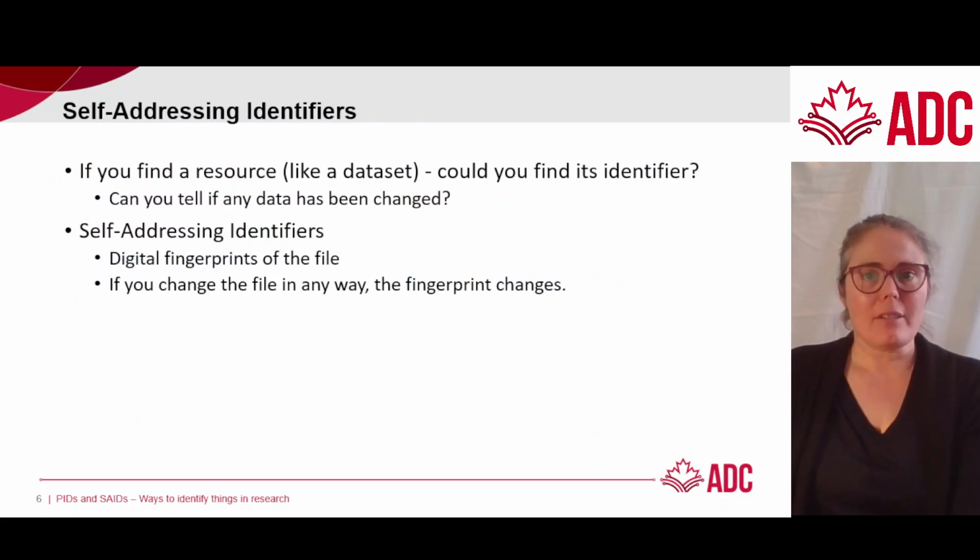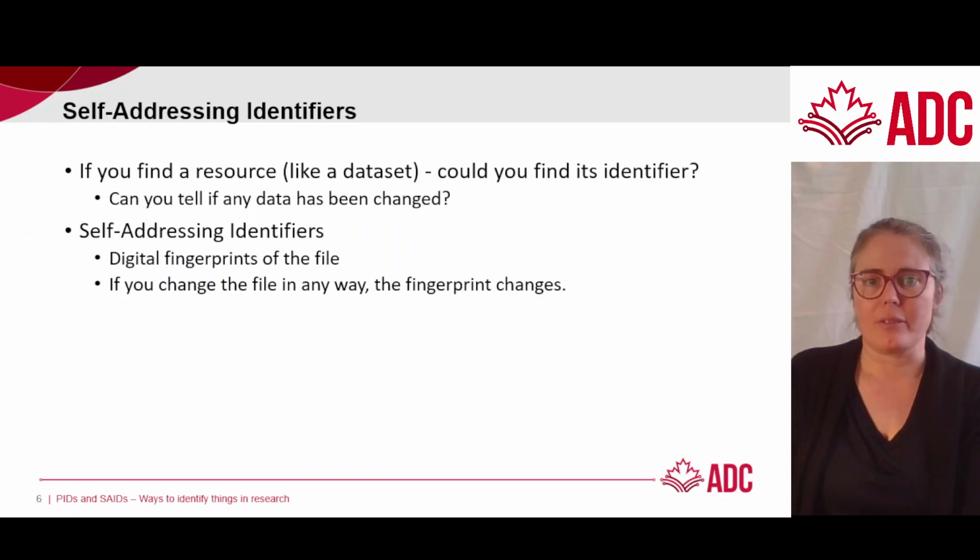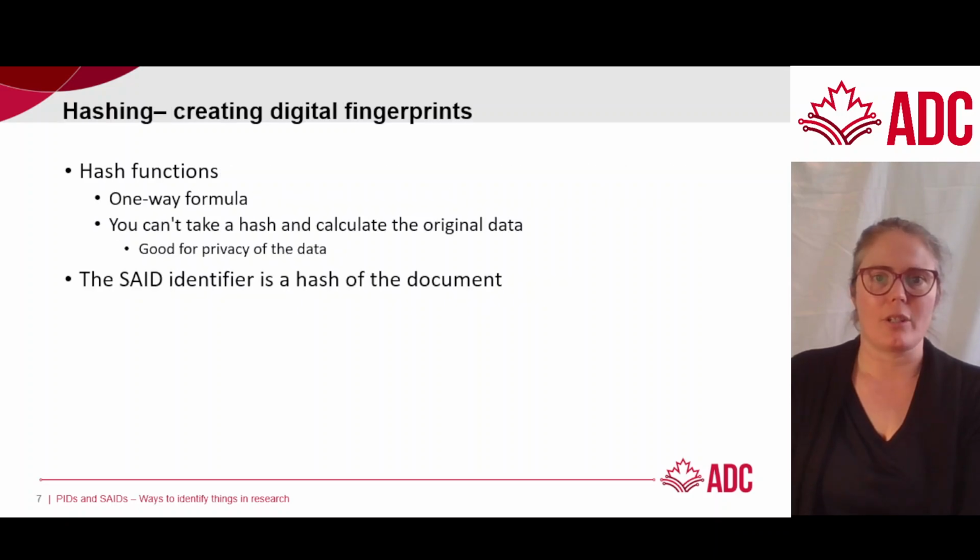Now, the challenge with using these kinds of identifiers is that if you were to find the resource, like a data set, would you be able to go back and figure out what its identifier was? And if you did have that object, would you be able to tell if any of the data or content had been changed? So this is the concept that we are introducing about self-addressing identifiers. Self-addressing identifiers, or SEDs, are digital fingerprints of the file. And if you change the file in any way, then the fingerprint will change.